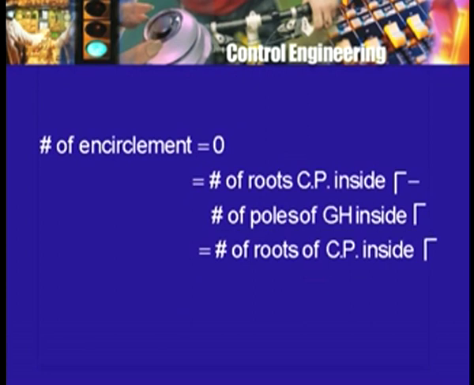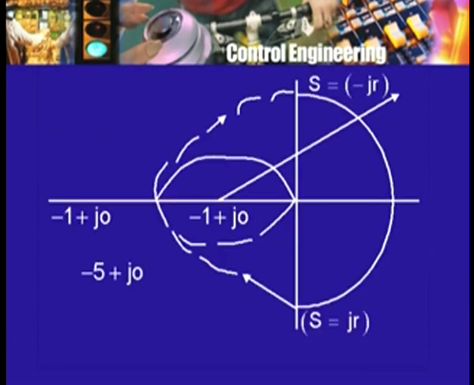However, in our case, there are no poles of GH in the right half plane, and therefore, this number is 0, and therefore, this is simply equal to the number of roots of the characteristic polynomial inside gamma. So, the number of roots of the characteristic polynomial inside gamma is simply 0, which means that for this particular value of k, for which the polar plot or the image of the Nyquist contour looks like this, the closed loop system using proportional and integral feedback is stable.